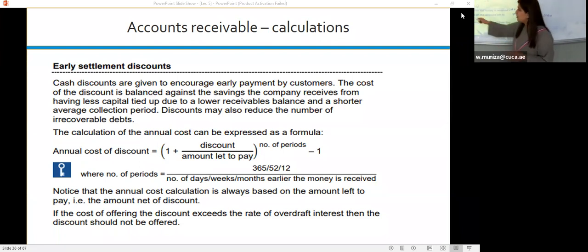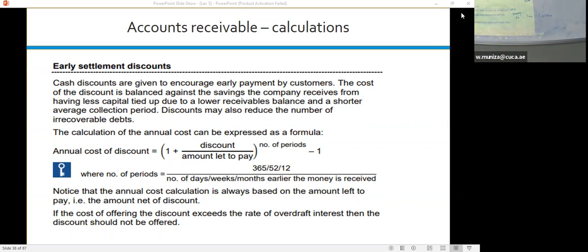So the number of days earlier that the money is received is now 2 months. Two months earlier the person is paying. So this is how we are going to calculate the number of periods, and then minus one. So this is the annual cost of discount.